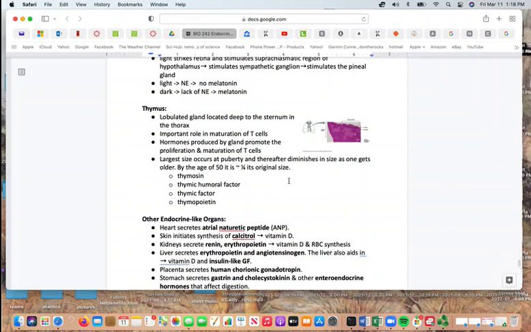The thymus, this is a lobulated gland that's deep to the sternum and the thorax, so it's going to be just anterior to the heart. It plays an important role in maturing the T cells. So the hormones that come from this will lead to the proliferation and maturation of the T cells. It's biggest at puberty, and after that it's going to diminish as you get older. By the time you're age 50, it's down to about a quarter of its original size, so it gets pretty small in there. Hormones that come from this one: thymosin, thymic humoral factor, thymic factor, and thymopoietin.